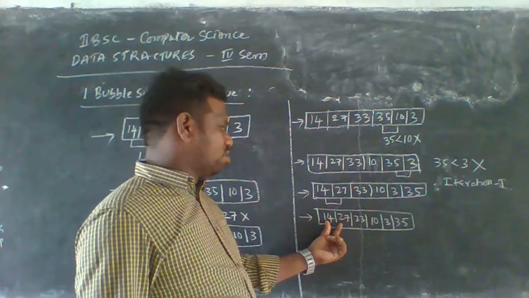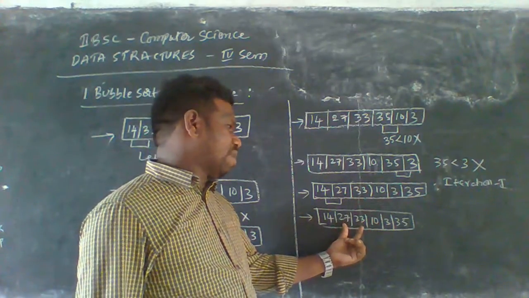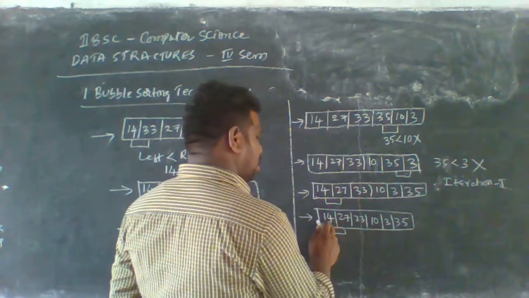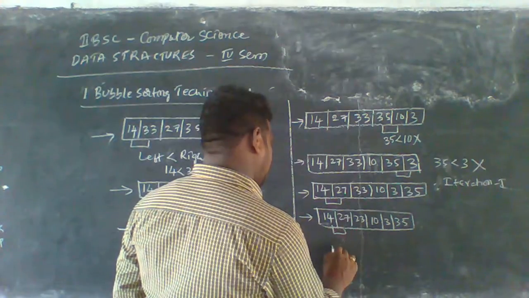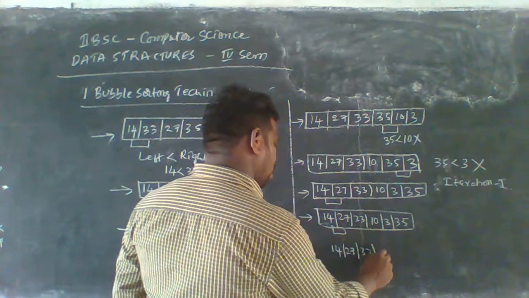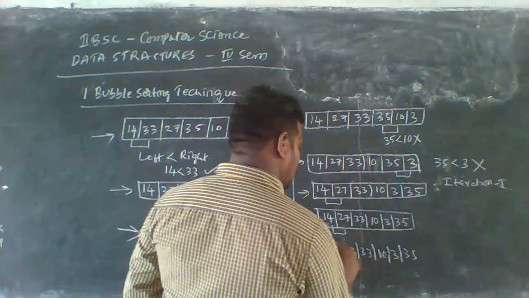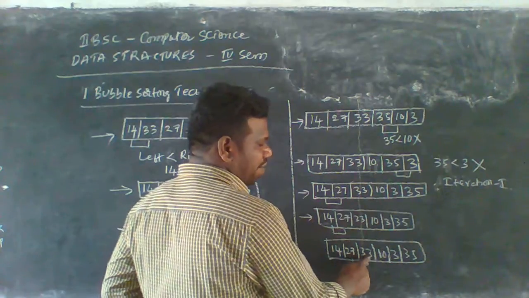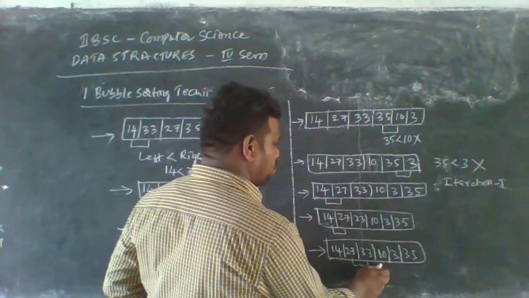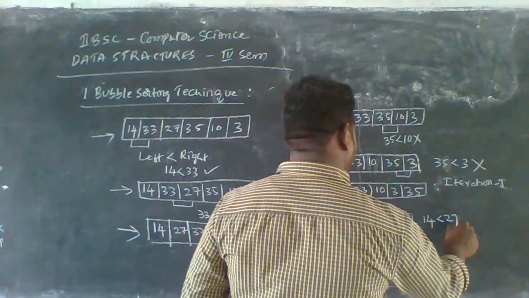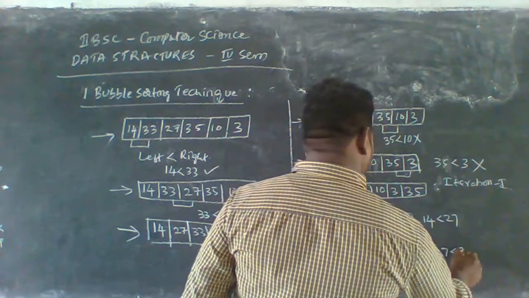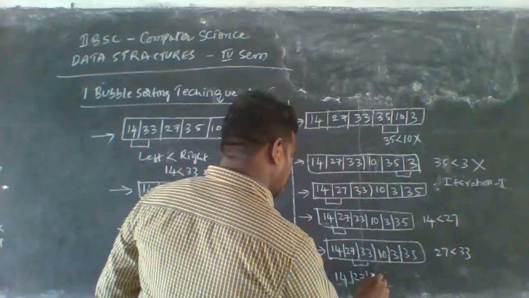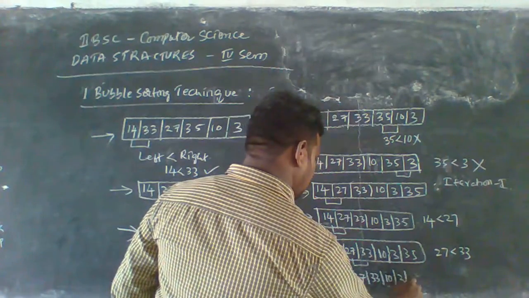We compare these two values, and no change happens, because the left value is smaller and the right value is greater. This gives the same as before: 14, 27, 33, 10, 3, 35. Next we compare the next two values. These are also the same, because the left value is smaller and the right value is greater. So 14 is less than 27, and 27 less than 33.